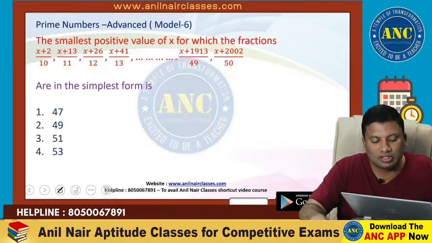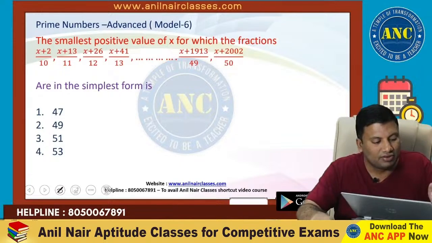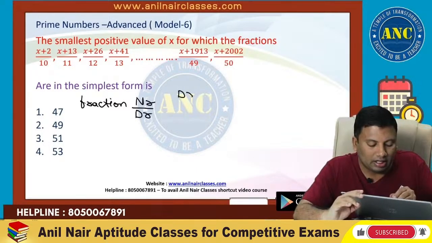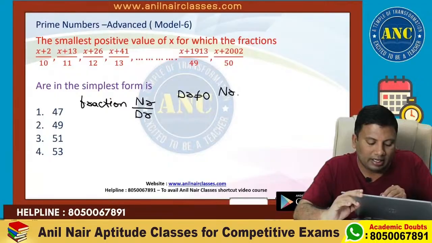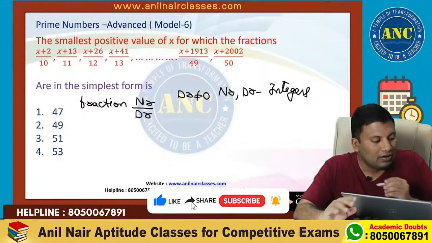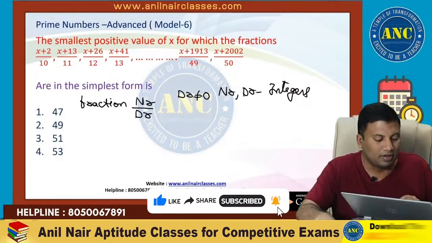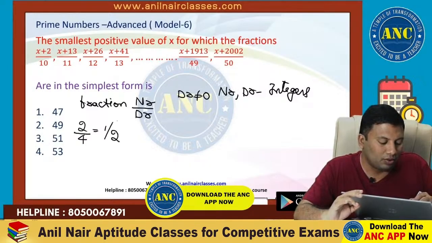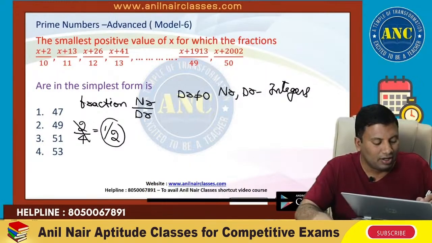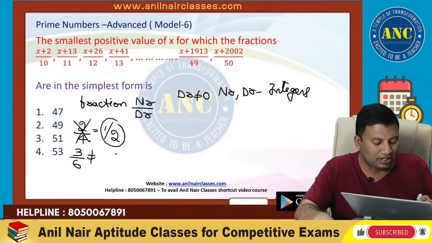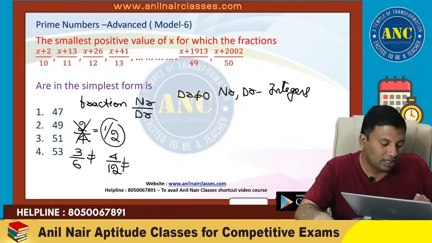First, the smallest positive value for which the fractions are in simplest form. A fraction is of the form numerator by denominator, with denominator not equal to 0, and numerator and denominator are integers. When will it be in simplest form? 2 by 4 is equivalent to 1 by 2. 1 by 2 is in its simplest form. 2 by 4 is not in its simplest form. 3 by 6 is not in its simplest form. 4 by 12 is not in its simplest form.